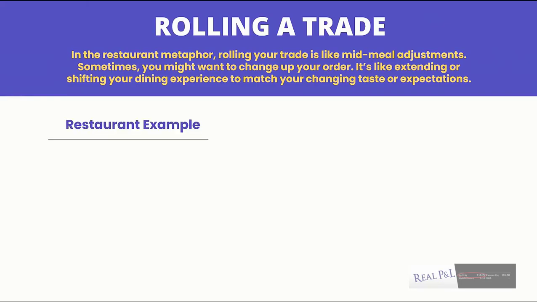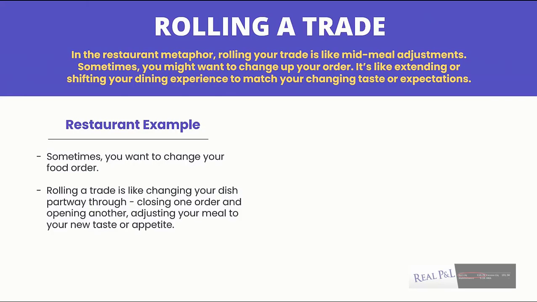So a restaurant example, sometimes you want to change your food order. Rolling a trade is like changing your dish partway through, closing one order and opening another, adjusting your meal to your new taste and appetite preferences.